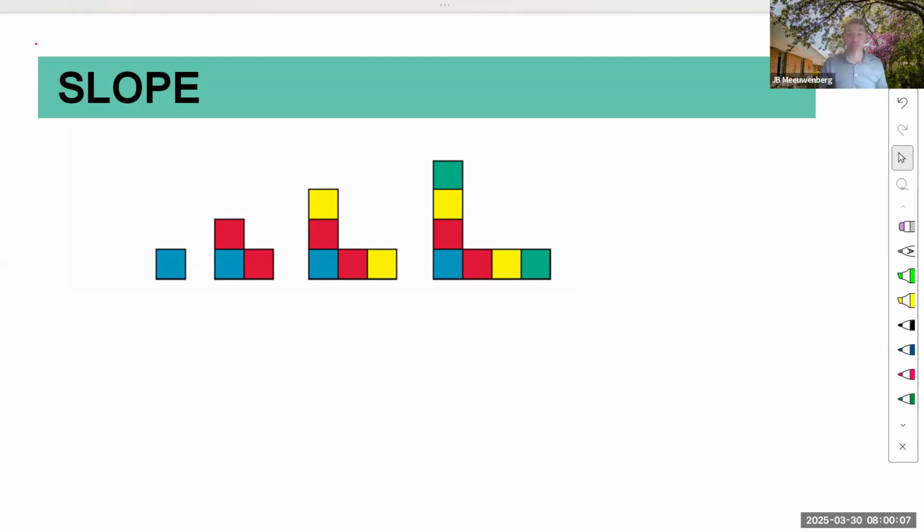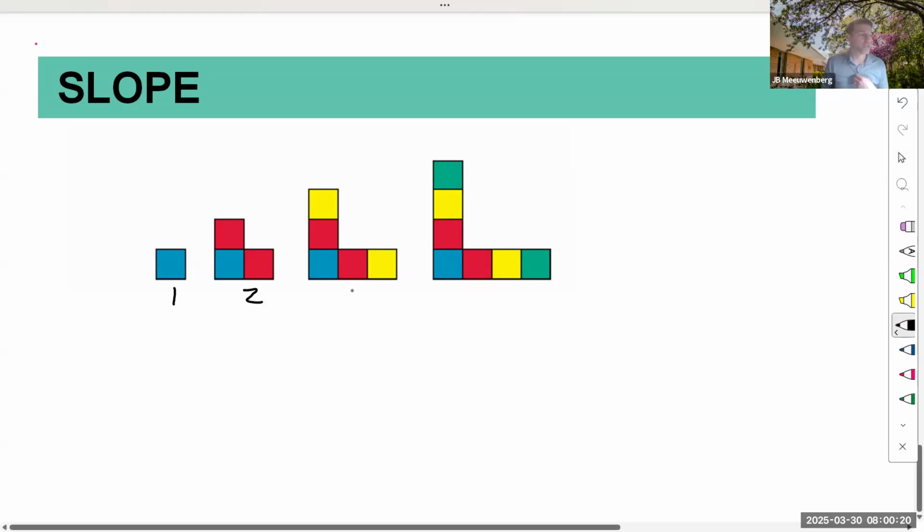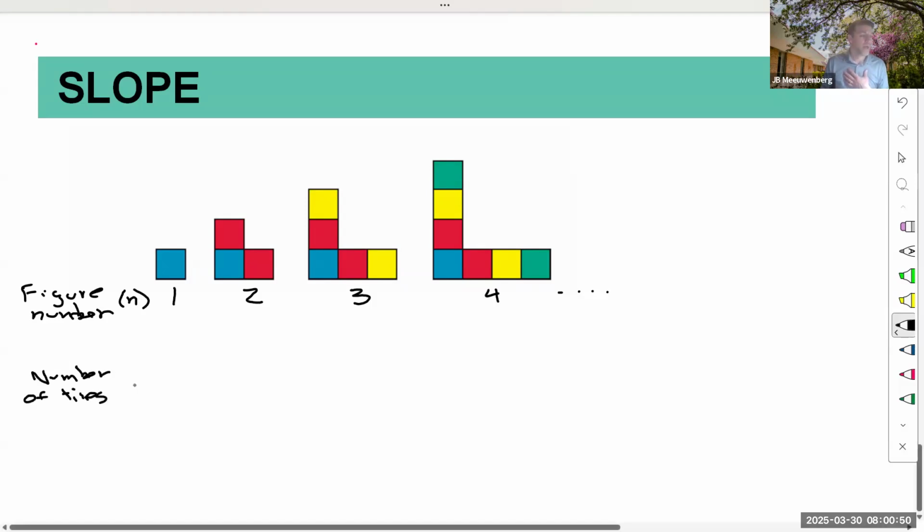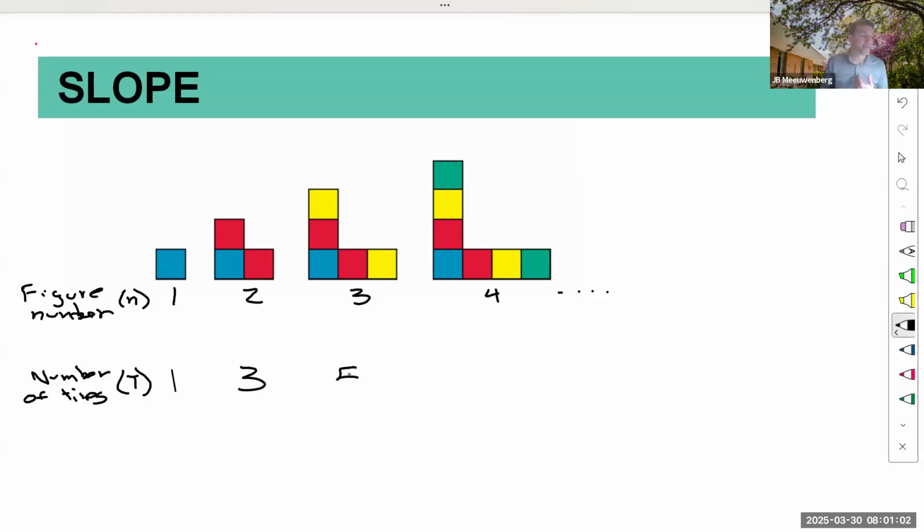Children might study the number of tiles that you see in each figure here and start with a very basic observation. If we number each drawing, this is drawing 1, this is drawing 2, this is 3, this is 4, and we could keep going. We'll label this as the figure number. Often when we do that, we indicate it with the letter N for the number of the drawing, 1, 2, 3, 4. And here will be the number of tiles, and we'll call this just capital T, as an abbreviation. So figure 1 has 1 tile, figure 2 has 3 tiles, figure 3 has 5 tiles, figure 4 has 7 tiles, et cetera.